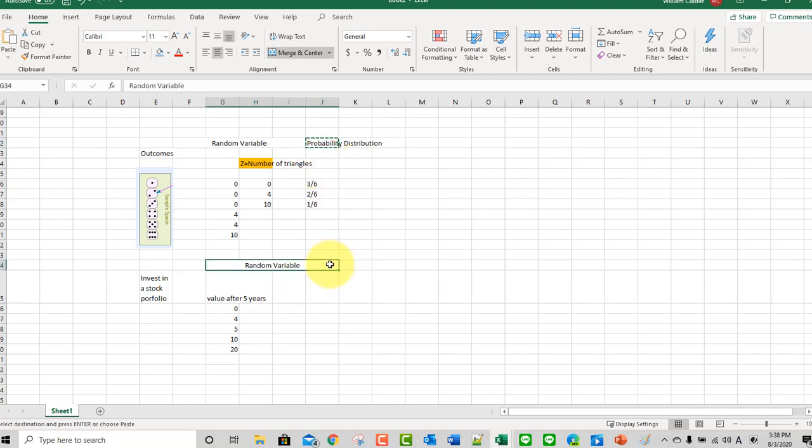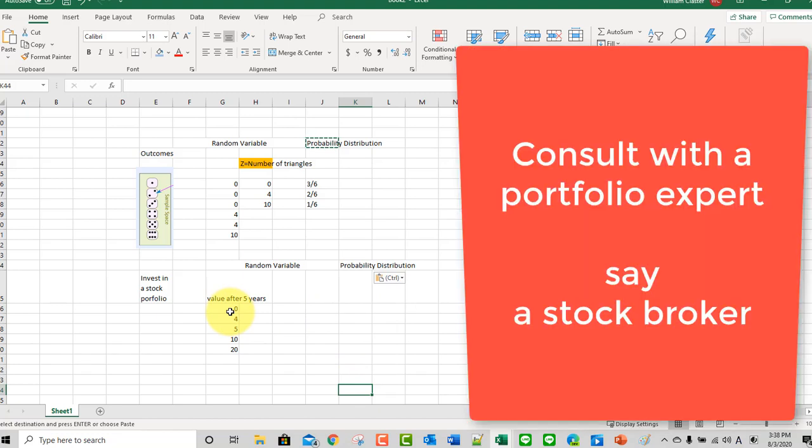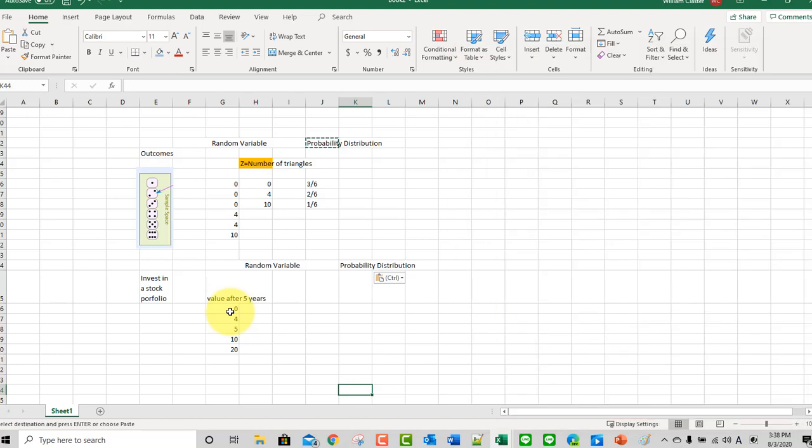What do we do over here? Or I guess I have to write it here. What do we do for the probability? Well, what we're going to say is we're going to go to some kind of expert in this stock portfolio, and we're going to ask, what do you think is the probability distribution for these?